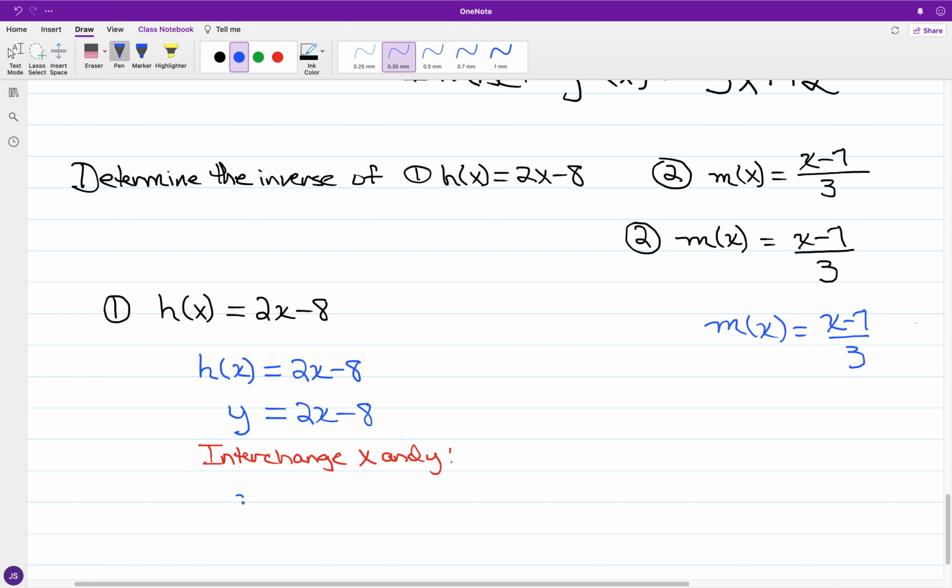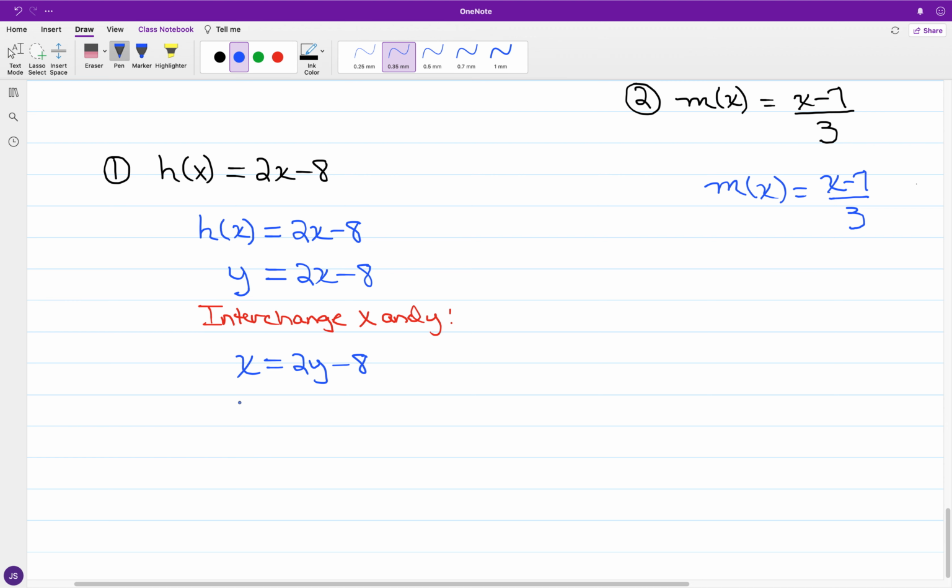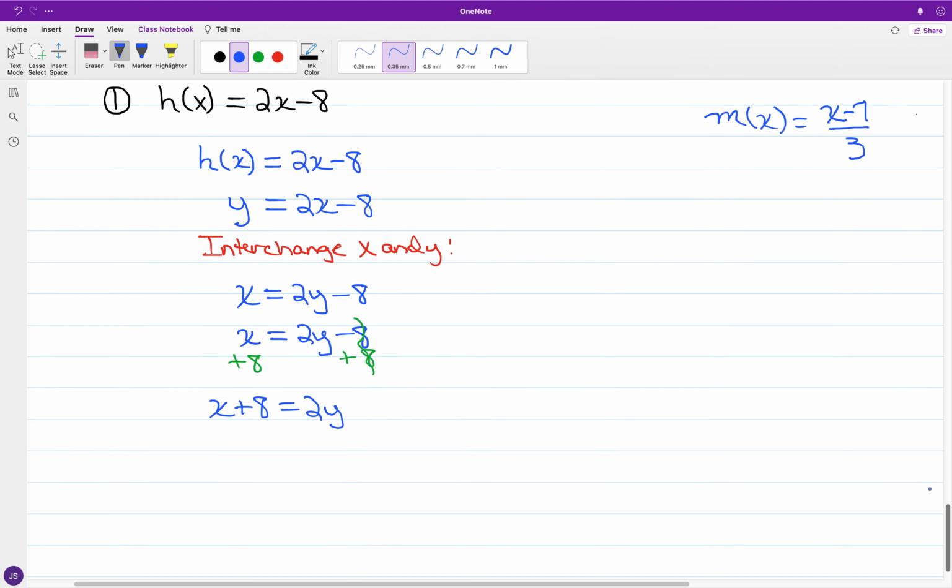And so we will have here that x is equal to 2y minus 8. And looking at solving for y after the interchange, we have the y term as 2y, and if I isolate it upon adding 8 to both sides, I have that x plus 8 is equal to 2y, and then we have division by 2.